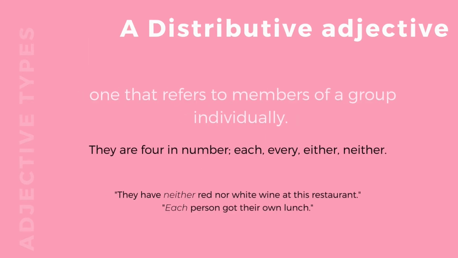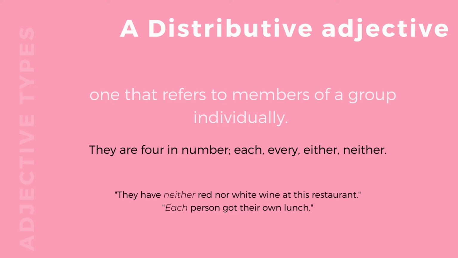Next, we have a distributive adjective. It is the one that refers to members of a group individually. Please note here that each member of the group is meant individually. They are four in number: each, every, either, neither.